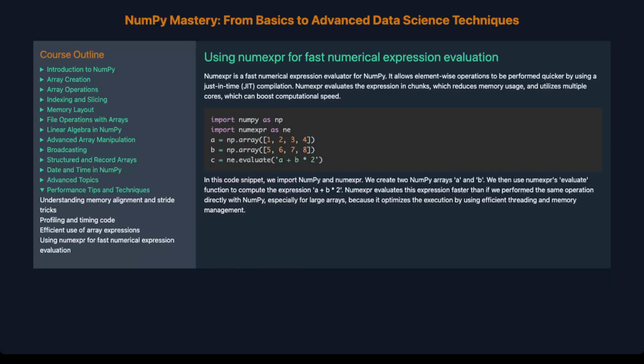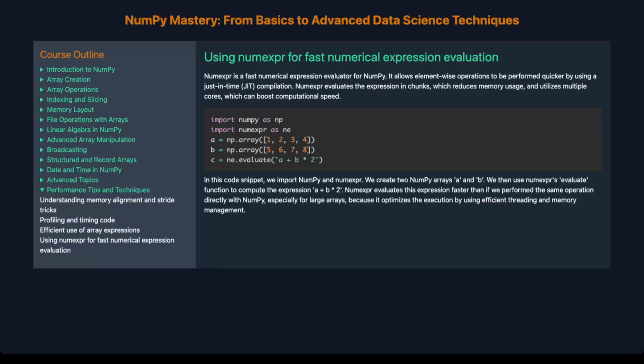Using NumExpr for fast numerical expression evaluation. NumExpr is a fast numerical expression evaluator for NumPy. It allows element-wise operations to be performed quicker by using just-in-time (JIT) compilation. NumExpr evaluates the expression in chunks, which reduces memory usage, and utilizes multiple cores, which can boost computational speed.